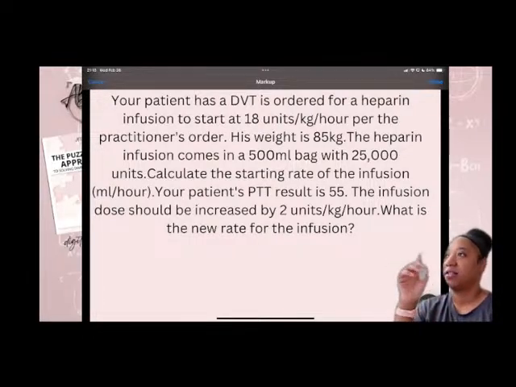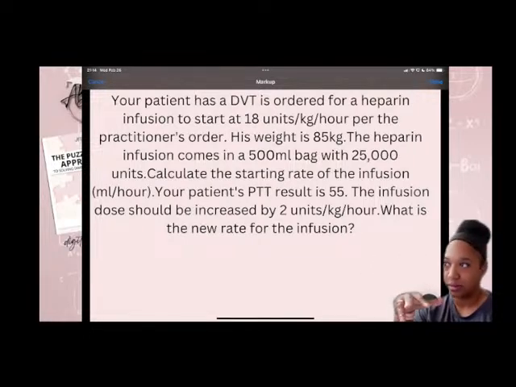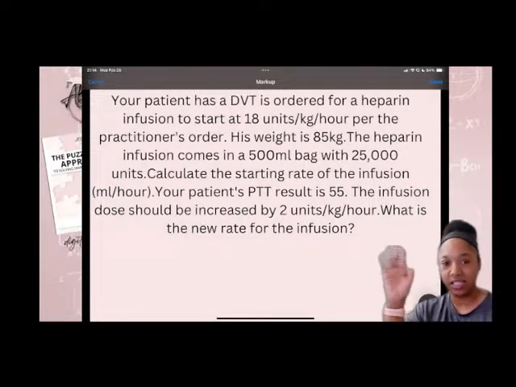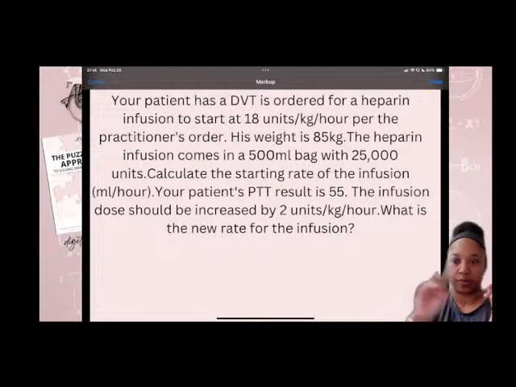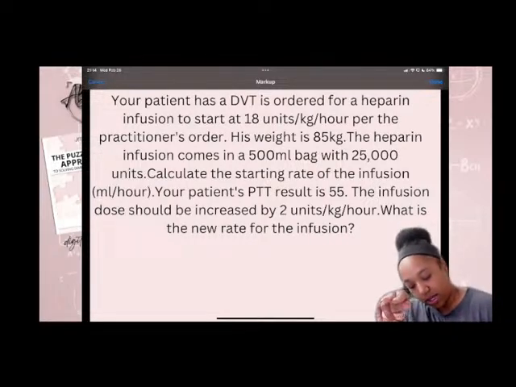The infusion is to start at 18 units per kilogram per hour per the practitioner's order. His weight is 85 kgs. The heparin infusion comes in a 500 milliliter bag, so the bag is 500 milliliters, with 25,000 units of heparin floating around in it. You calculate the starting rate of the infusion. So that's the first part. This is two separate questions.